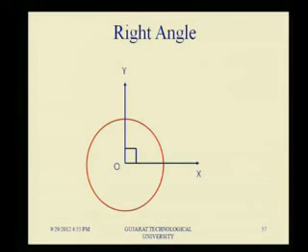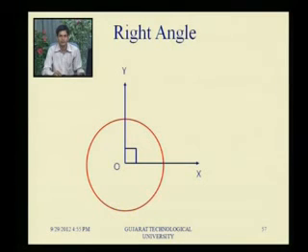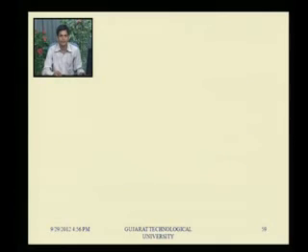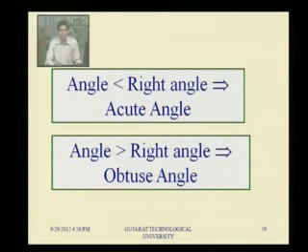What is a right angle? A quarter part of a circle, as we had discussed in the practical. This is a quarter of the circle, and the angle that we are getting is 90 degrees, and a complete revolution gives a 360 degree angle. If the revolving ray describes a quarter of a circle, then we say the measure of the angle is a right angle. If the angle is less than a right angle, it is known as an acute angle, and if it is greater than a right angle, it is known as an obtuse angle.